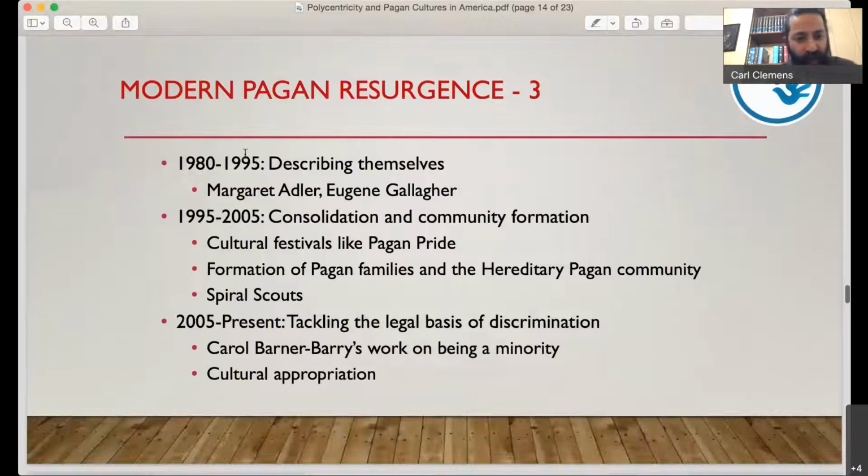So the three stages are basically: the first, 1980 to 1995, is where they began to describe themselves. You had Margot Adler, you had Eugene Gallagher, and their challenge was, for the first time, they were trying to explain what pagan belief and practice is.